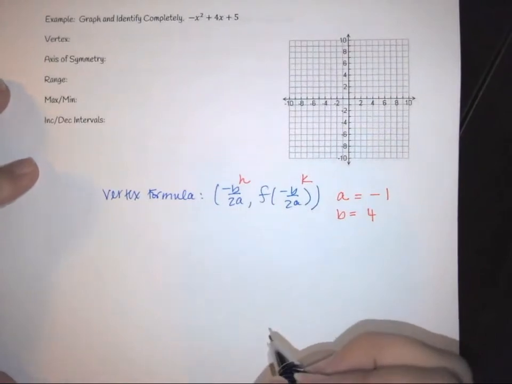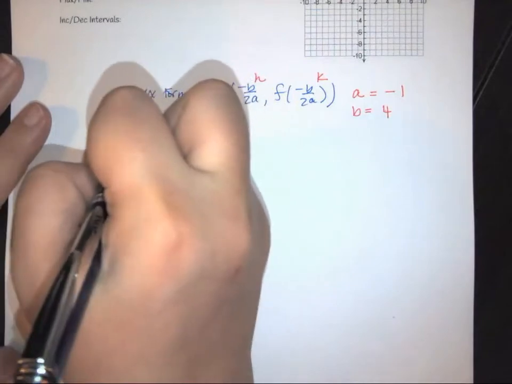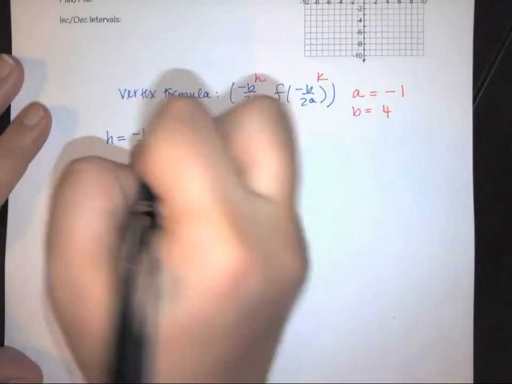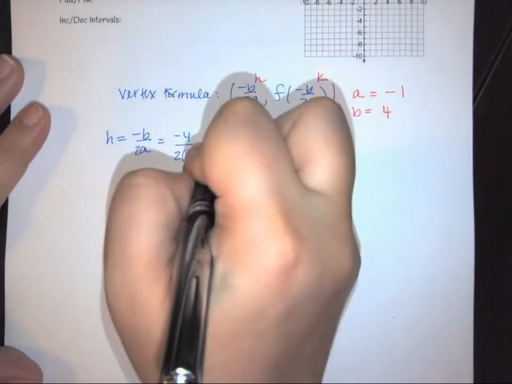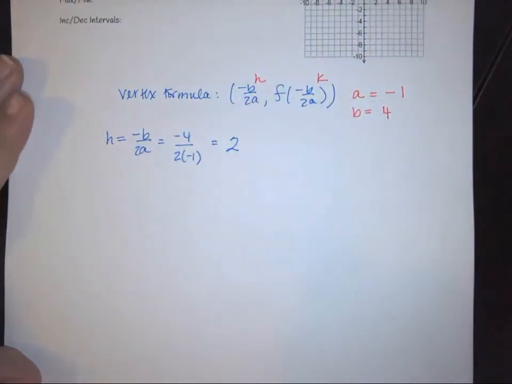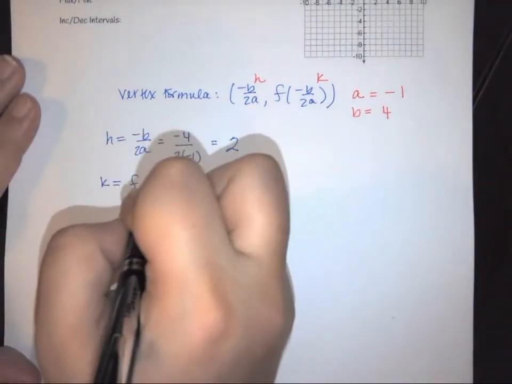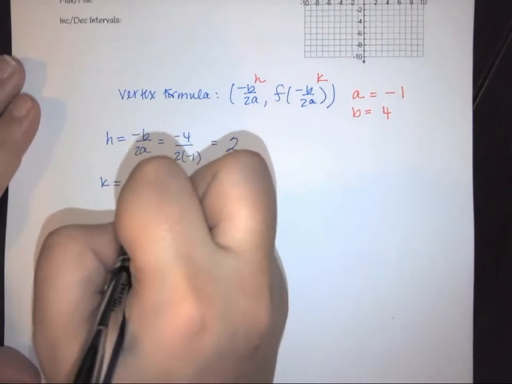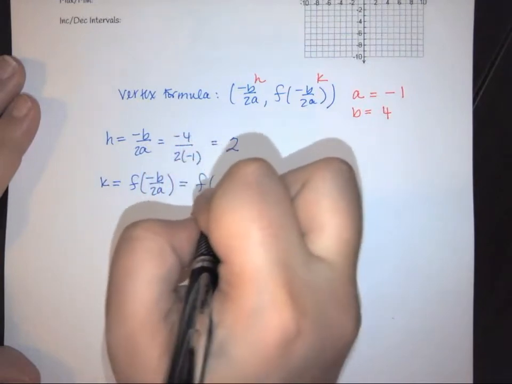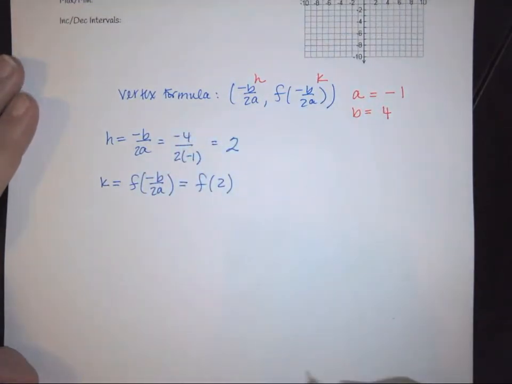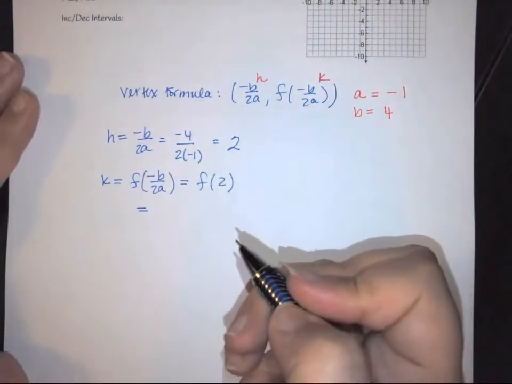We then have to solve for our vertex using the formula. So my h value is found by negative b over 2a, which is going to be negative 4 over 2 times negative 1, which is going to give me positive 2 as a result. My k value is found by doing my function at negative b over 2a, which is the same thing as evaluating my function at 2. So if you remember from previous units, that means anywhere we have an x, we're going to substitute a 2.